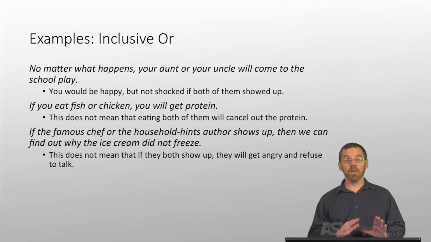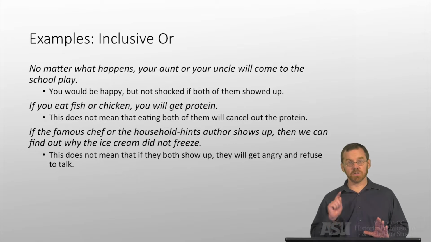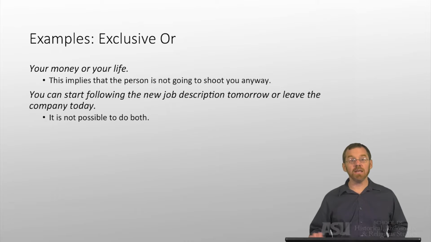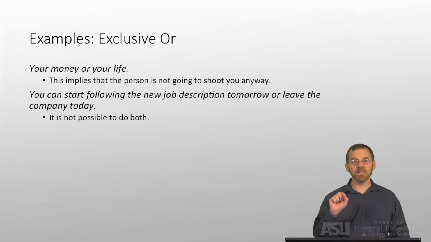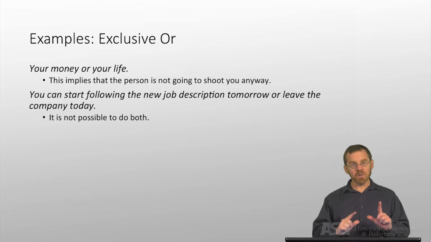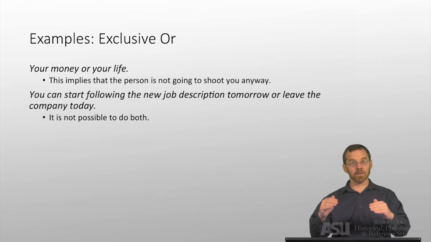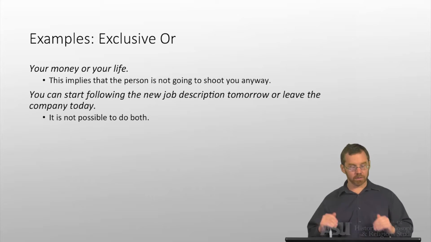Sometimes, though, we use "or" to mean the exclusive or. That is, we mean it to say one or the other, but not both. The case where we see this most clearly is with ultimatums, when a person says, "Do this or else." When they do that, what they mean to emphasize is, it's not going to be both of these things. It's going to be one or the other and definitely not both.